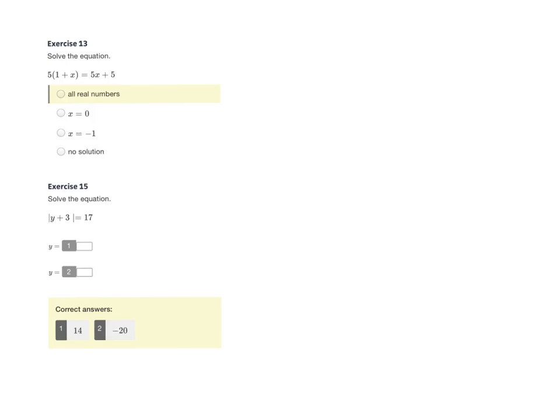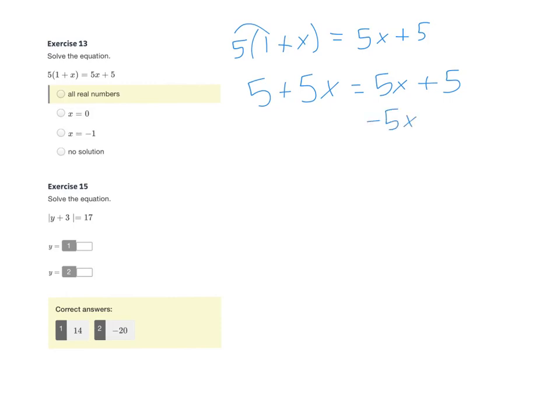Alright, 13. I've got 5 parentheses 1 plus x parentheses equals 5x plus 5. So I am going to start by distributing. I got 5 times 1, which is 5. 5 times x, which is 5x, is equal to 5x plus 5. Now, let's say I minus 5x from both sides. I get 5 is equal to 5.